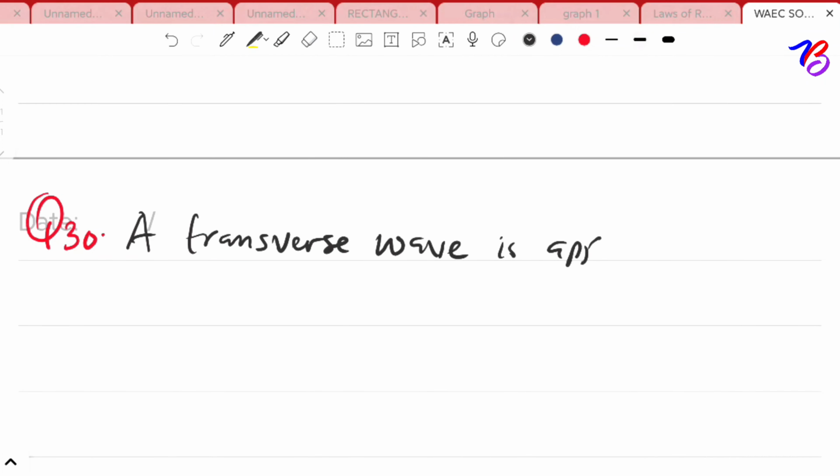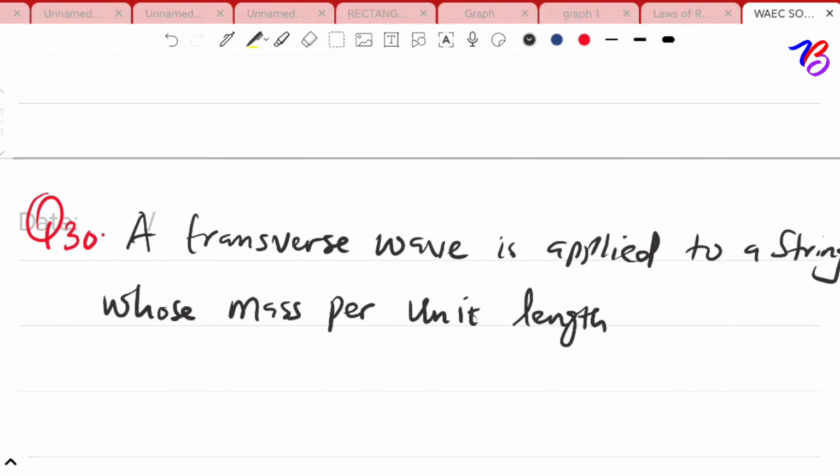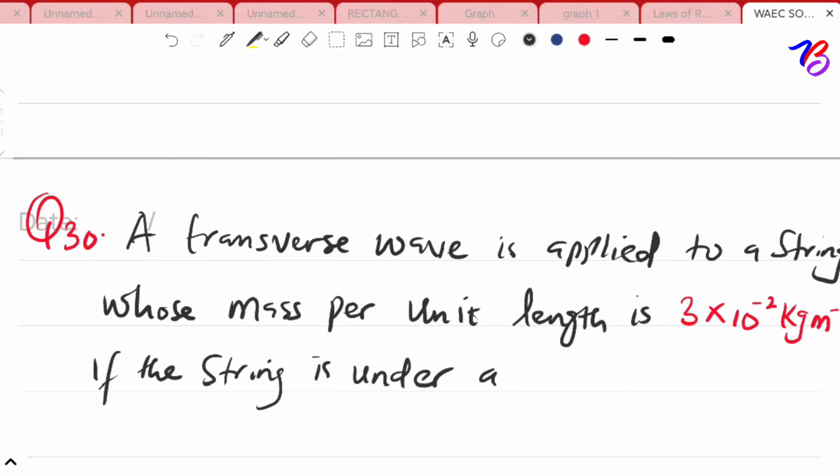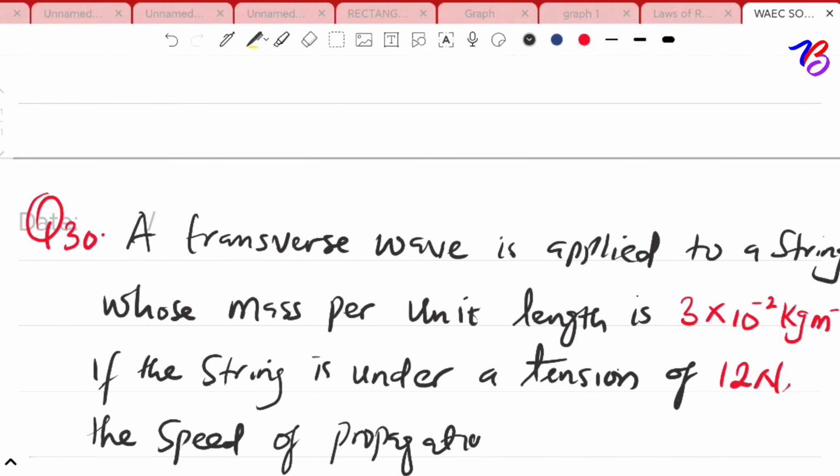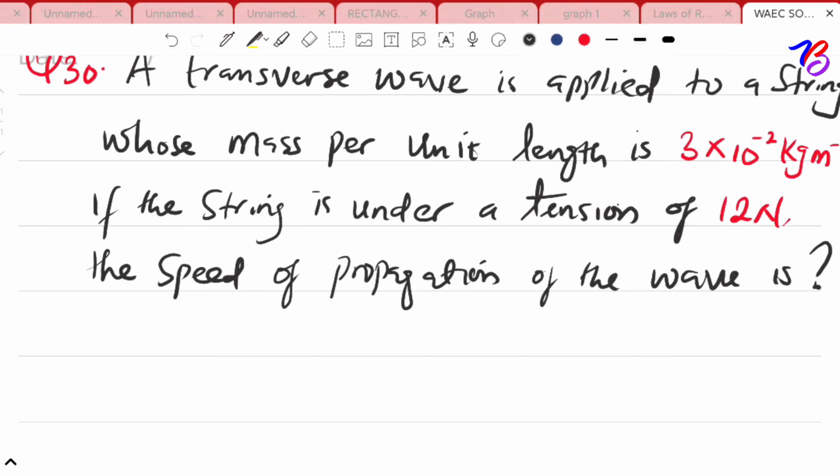A transverse wave is applied to a string whose mass per unit length is 3 times 10 raised to the minus 2 kilograms per meter. If the string is under a tension of 12 Newton, the speed of propagation of the wave is? So solution. Quickly, we want to extract the three given parameters. Are you here?